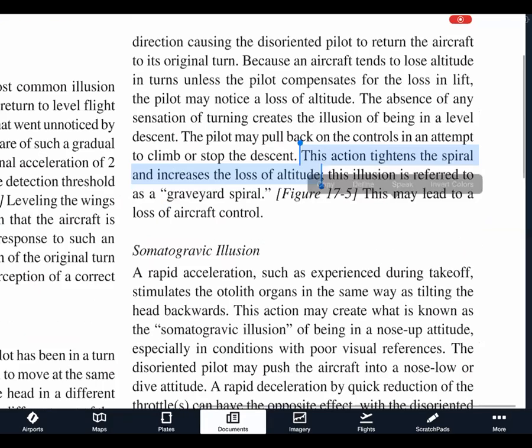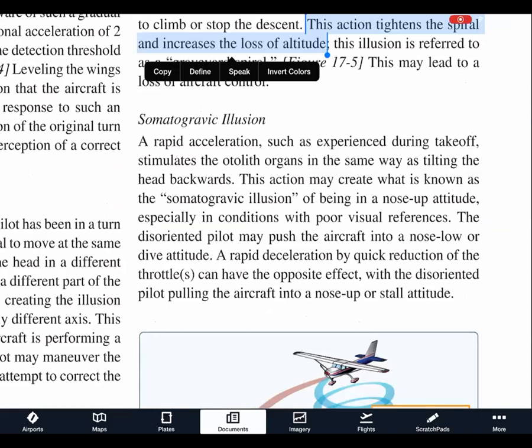You may be wondering, how do you recover from all of these things? Well, of course, we'll get to that. We just want to talk about the illusions initially. Somatogravic illusion is more in relation to, as you imagine, your somatosensory system.